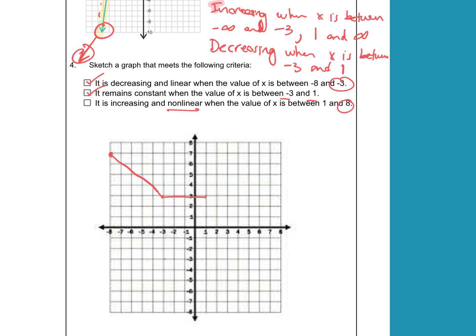So we're going to increase, so it's got to go up some way, but we don't want it to be a straight line. I could do this a lot of different ways. I could make a jagged line, but it says increasing. Well, let's not do that because that kind of does increasing and decreasing. So maybe we can do something like this. It is going to increase like this. That is definitely not a straight line. So that would be a graph that would fit all 3 of those criteria.